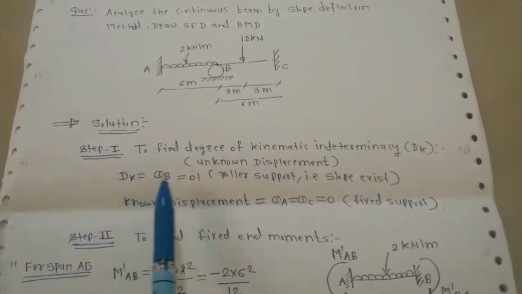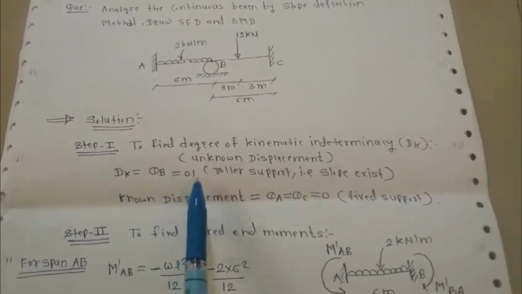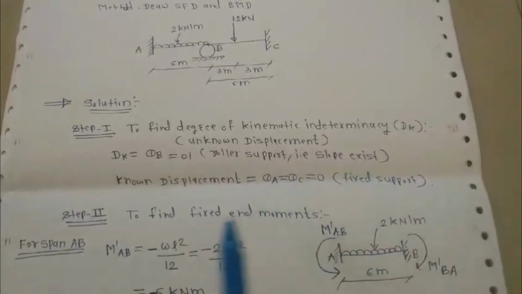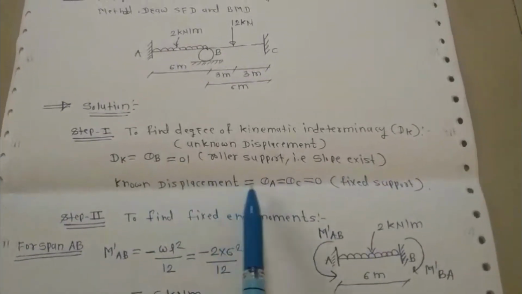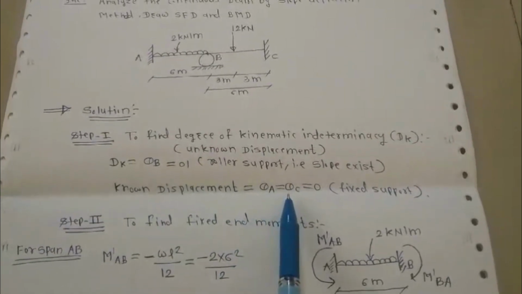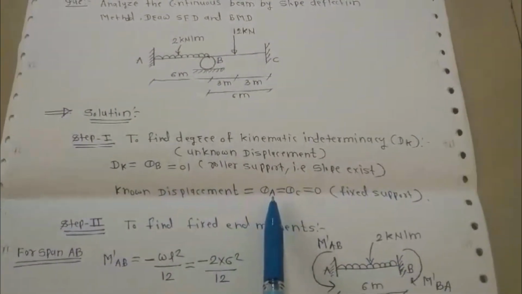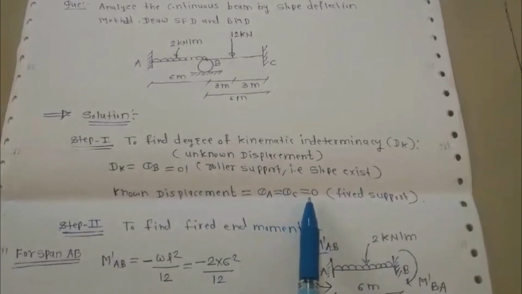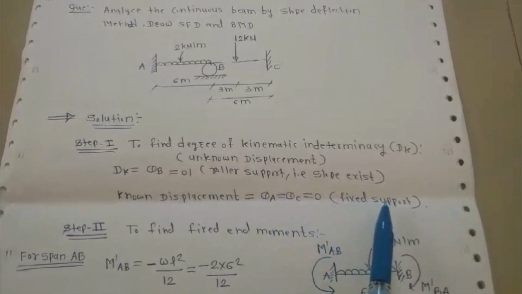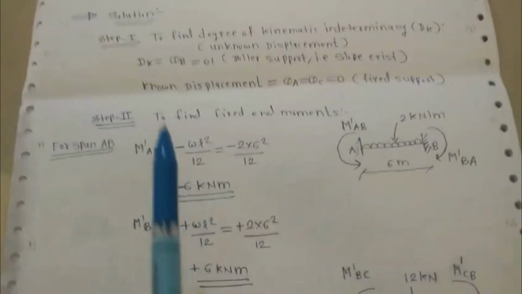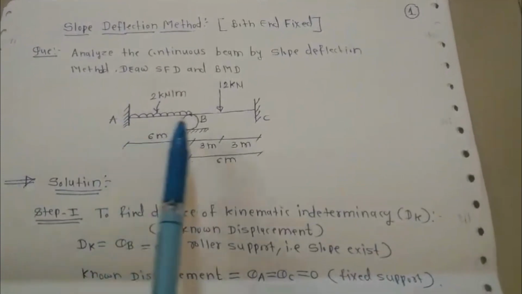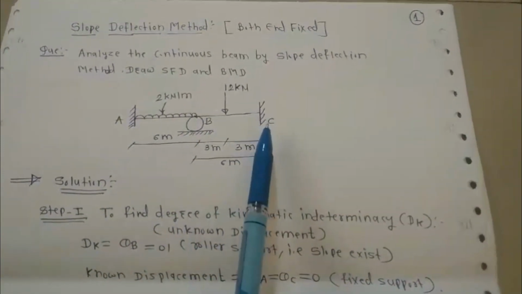So Dk is equal to theta B, that is equal to 1, because at the roller support the slope exists. The known displacements: at support A and at support C there are fixed supports, so the slopes theta A as well as theta C will be equal to 0. Our step number 2 is to find the fixed end moments. We have to consider individual spans: first span AB, and after that span BC.